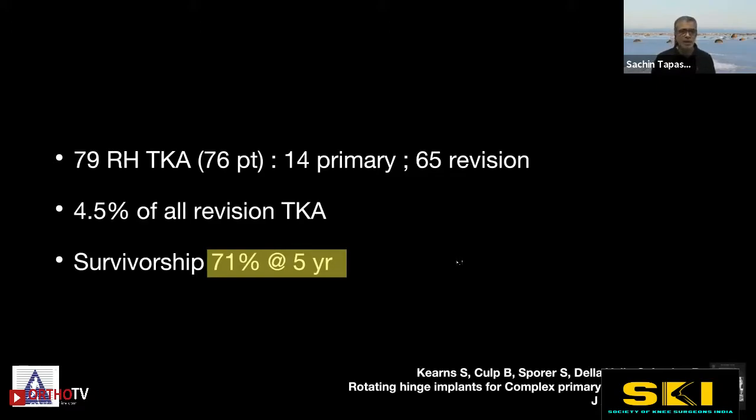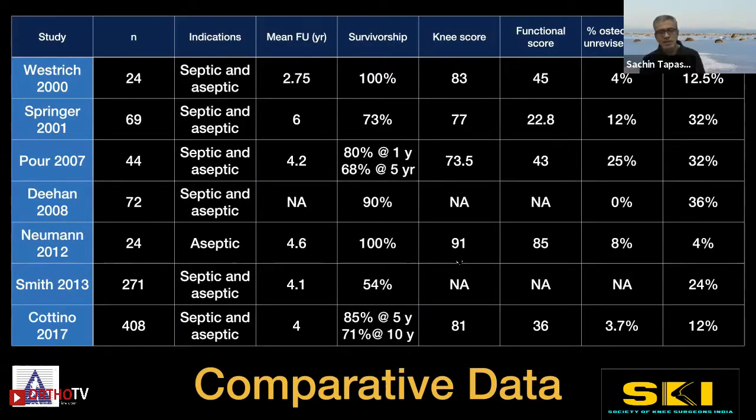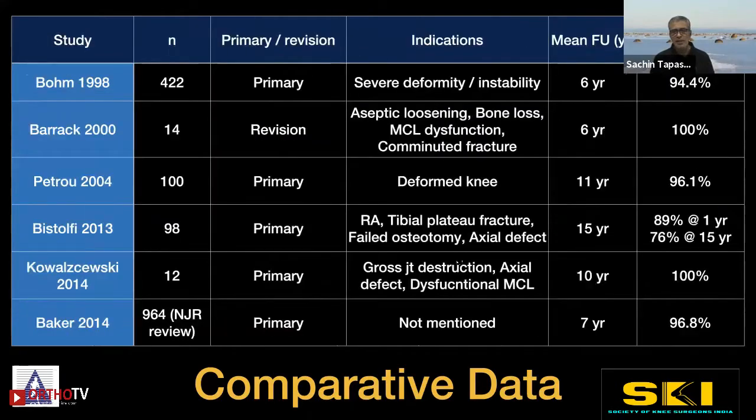I don't think you should be unnecessarily doing advanced constraint. You have to pick and evaluate your amount of instability and look at it. These are some comparative data of papers that have been published on the use of rotating hinges, both in the revision and the primary scenario. And what we see here is that they have decent survival. Of course, you have to look at your indications properly, and that will help you achieve a good functional outcome.